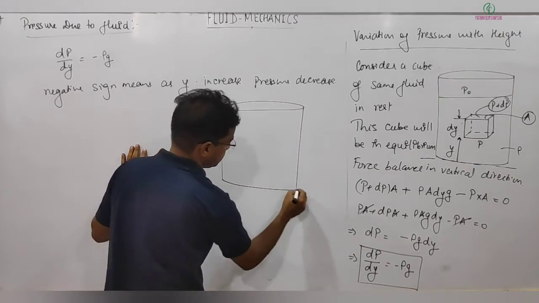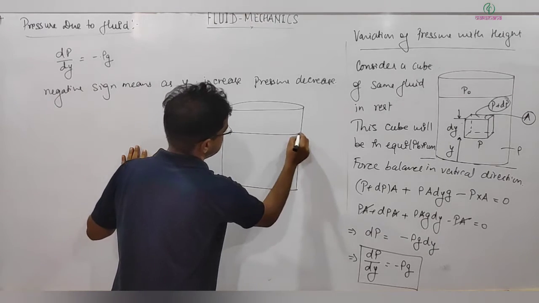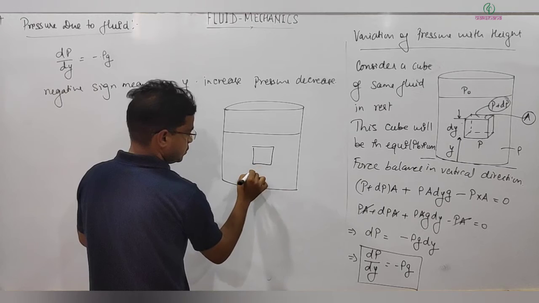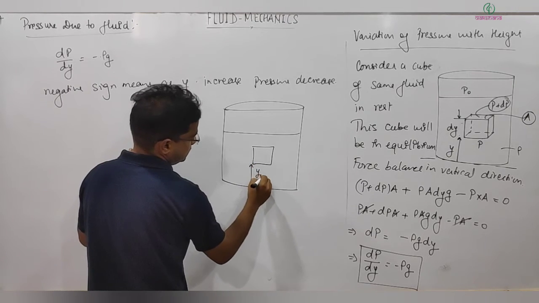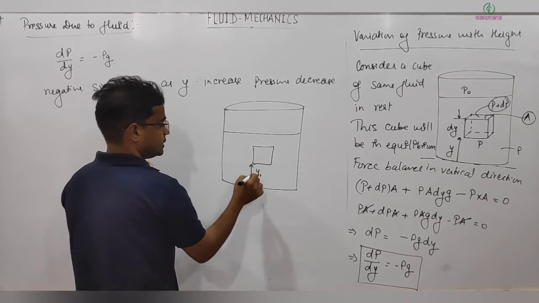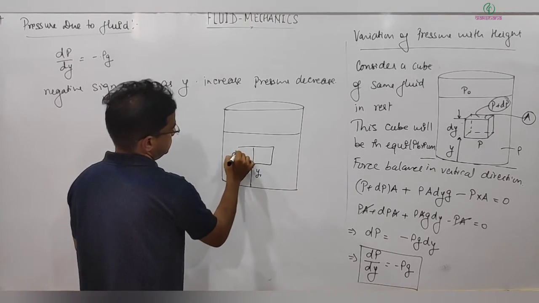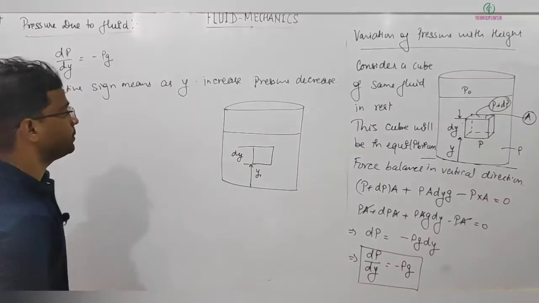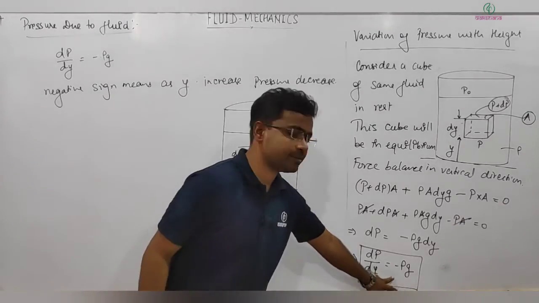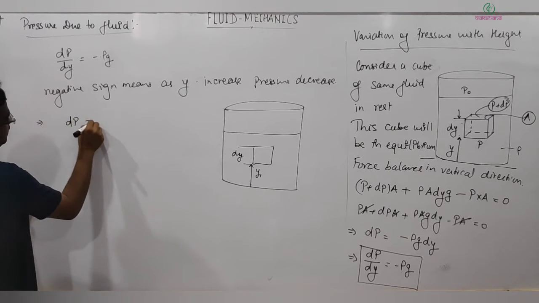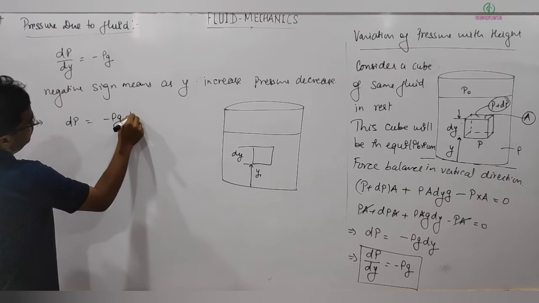that is also quite important. So let's say this is filled up to here, and again I am having this. I am taking this as y1, and this I have already defined as dy. Finally I got this expression. What can be done from here? dP can be minus rho G dy.